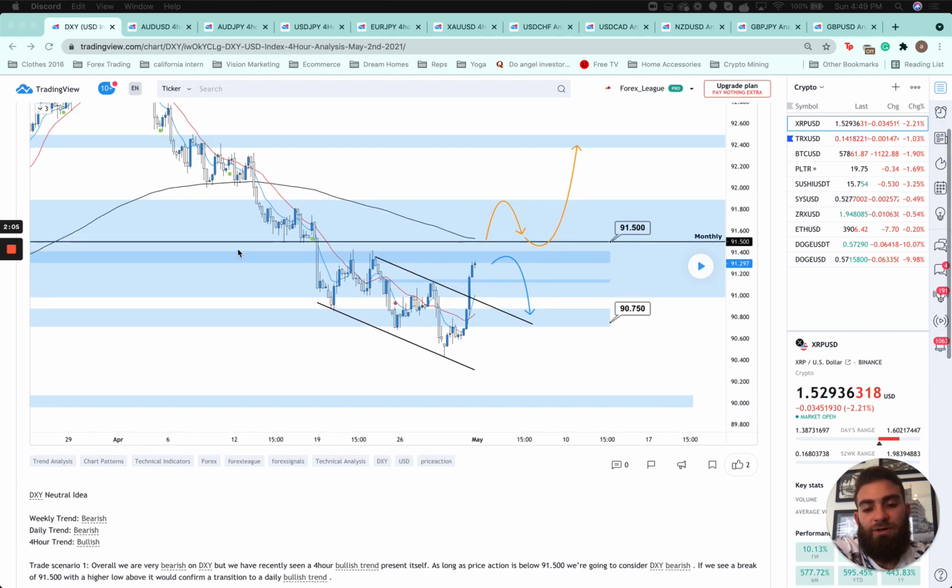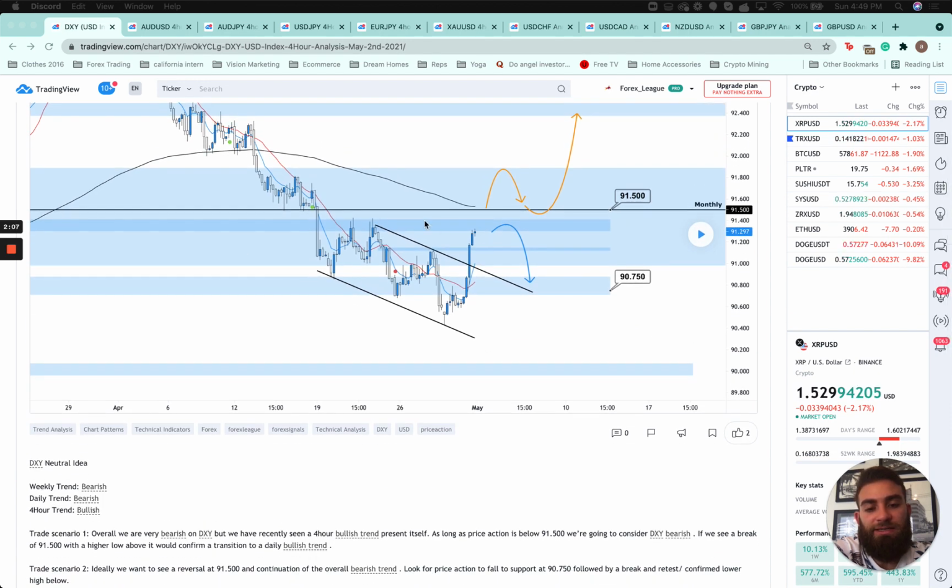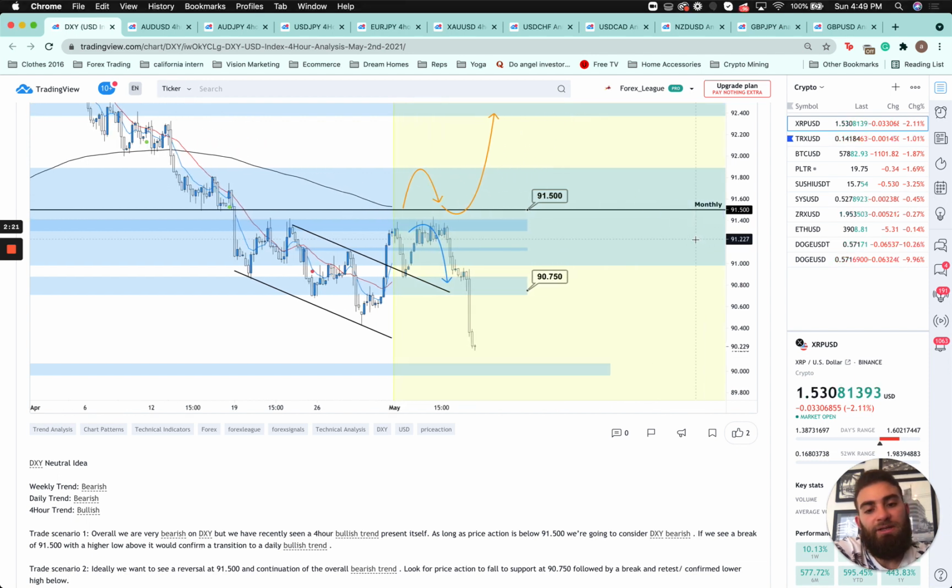So guys, we have marked out some levels here. We've given out some ideas. Basically, the trend is bearish unless we see a reversal where we break a significant level of resistance, which in this case would be the 200-day, and this support turned into resistance, that 91.5 area. Let's see how it played out.